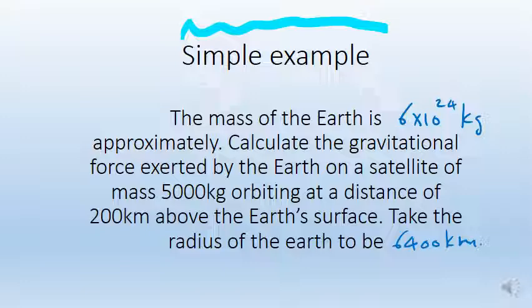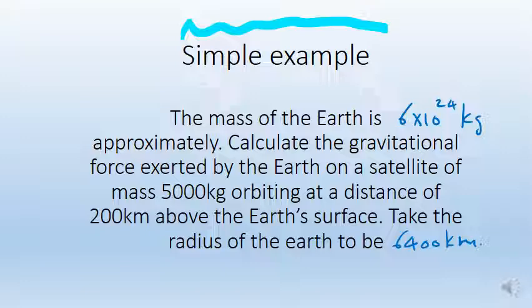So we're back with an interesting problem here. If you read through very quickly, it says the mass of the Earth is 6 times 10 to the power 24 kgs. It's a nice number to actually know. You calculate the gravitational force exerted by the Earth on a satellite that's orbiting a distance of 200 kilometers above the Earth's surface. The mass of the satellite is given as 5,000 kgs, and the radius of the Earth is given to be 6,400 kilometers.